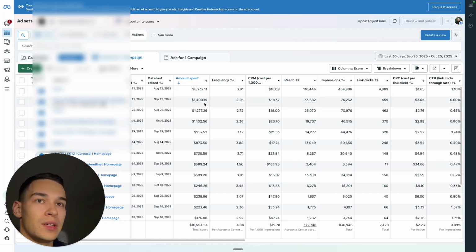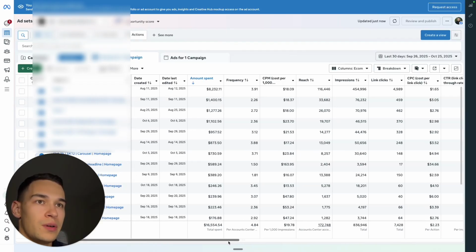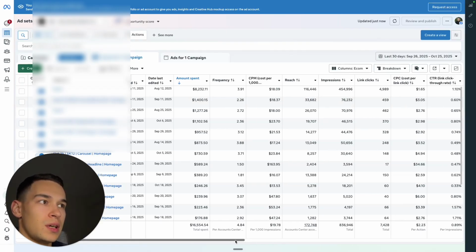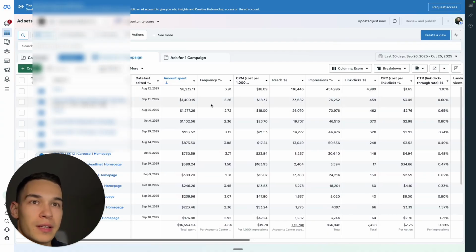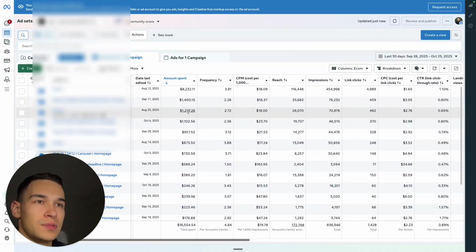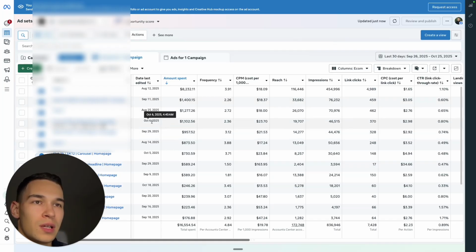Okay, then we have another one, which was launched on September 11th, $1,400, 2x frequency. All right, this is good. Quite expensive CPC, I would say, on average, and low CTR, but let's keep it like that for now. The next one we have $1,200. Okay, so these are the higher spenders. Some of them were launched in October even, and in September.